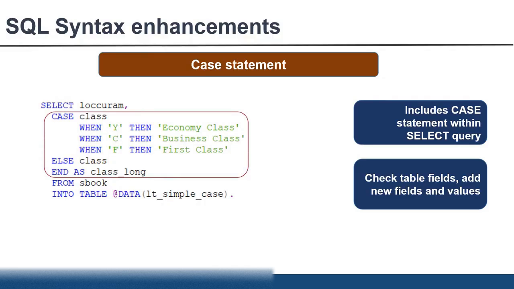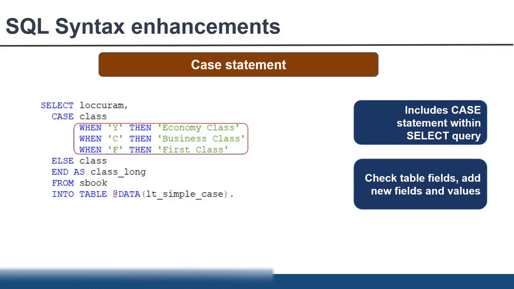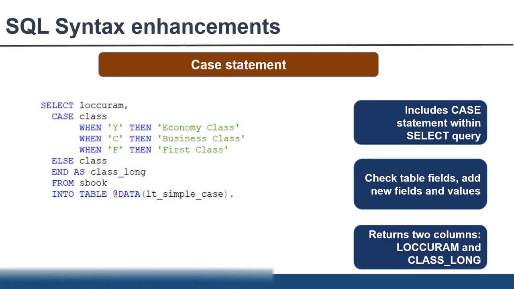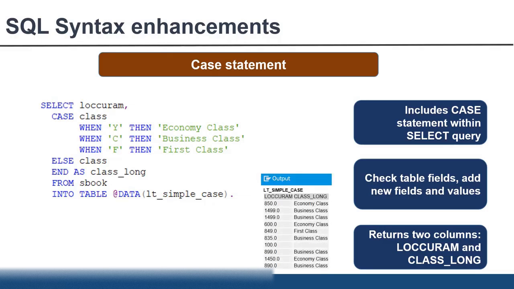It is having a case statement. It checks the field class in table and if the value is matching with the value given in the when clause, it assigns a new value. If there are no matching value, then the else part will take care of passing the value from the table to the result set. Finally, whichever value is resulted is passed to the new custom field class long. So at the end, the internal table in this example will have two fields, locorum and class long.